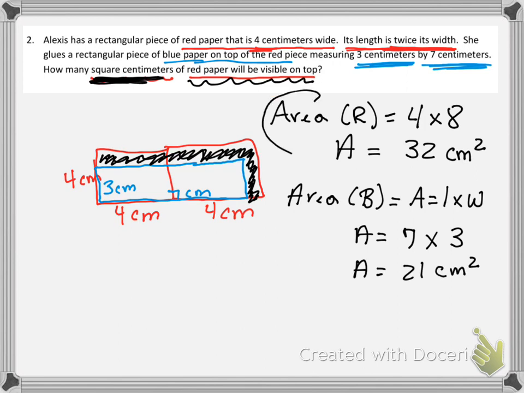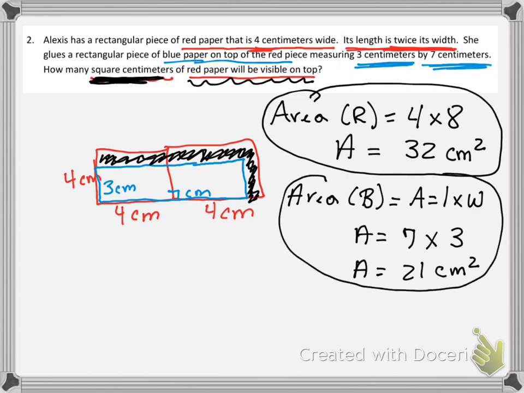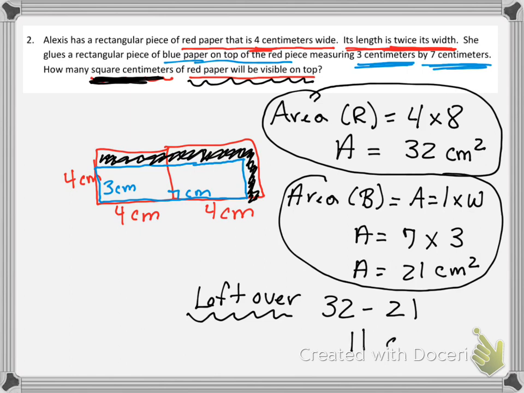So we have found the area of the red, and we found the area of the blue. But now we need to find out what is left over, that part that is not covered by the blue paper. And how we do that, remember, here's the word left over, which means we're going to be subtracting. So if we take 32 and we subtract the area of the blue, which is 21, we get 11 centimeters squared. So how much of the red paper is visible on the top is 11 centimeters squared.